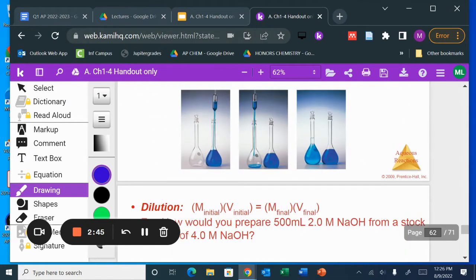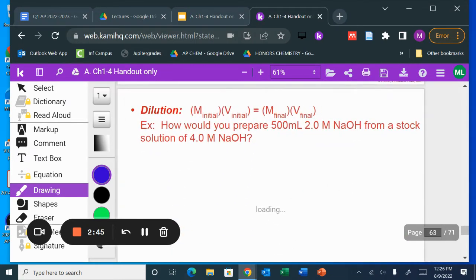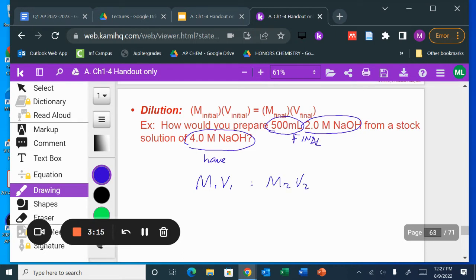Okay, so let me give you an example of how to do that problem. How would you prepare 500 milliliters of a 2 molar solution, so this is what I want. These are the final solutions, what I want in the end, from a stock solution of 4 molar, this is what I have in the beginning. So you're going to do M1V1 is equal to M2V2. What I have is the initial: I have a 4.0 molar already in water. Therefore, I'm going to use this formula. I need to find out how much of that original I want. And in the end, I want a 2 molar solution. And I want 500 milliliters of it.